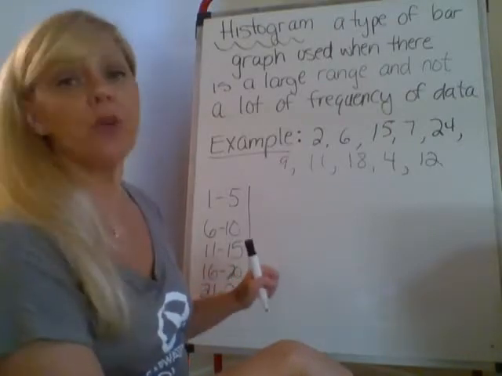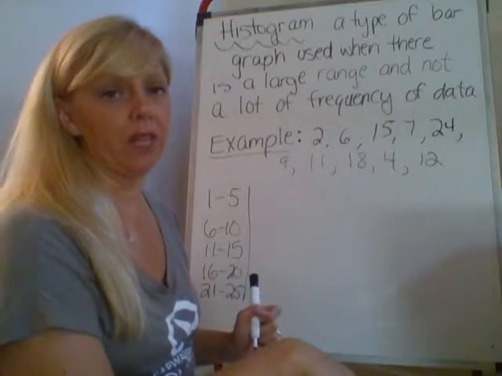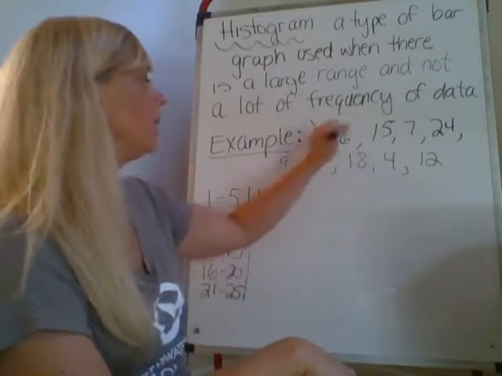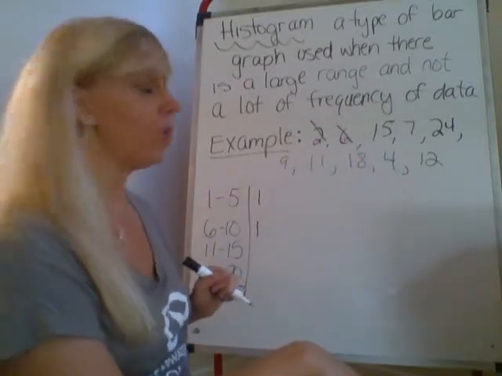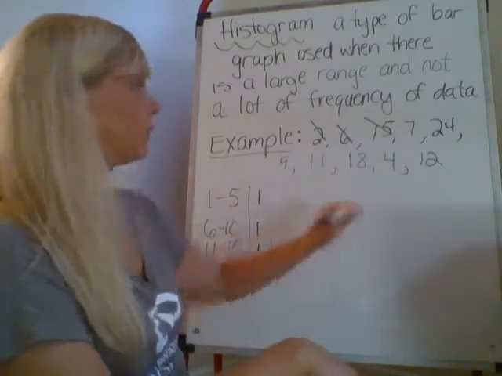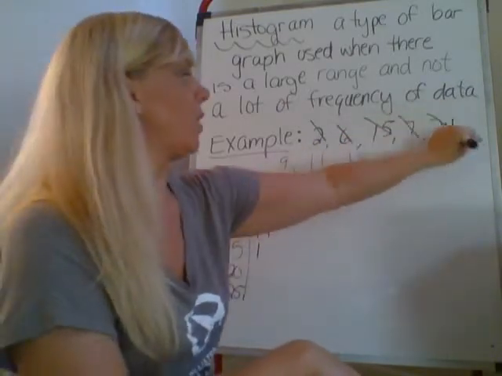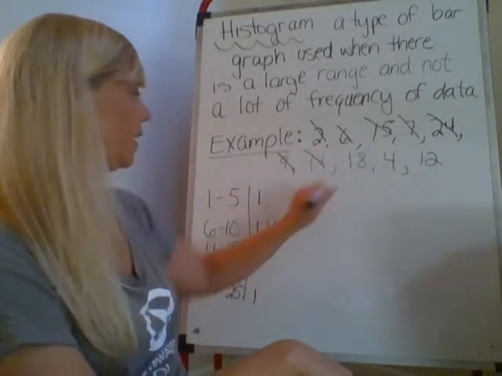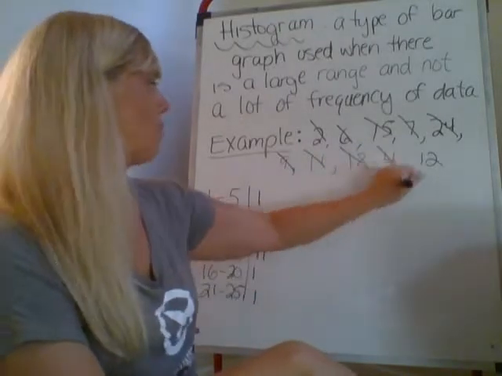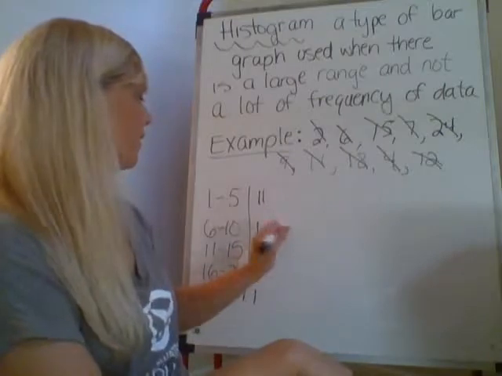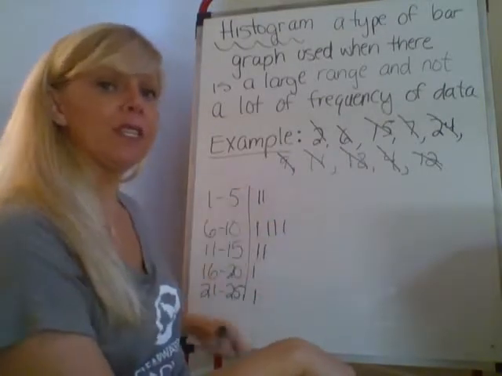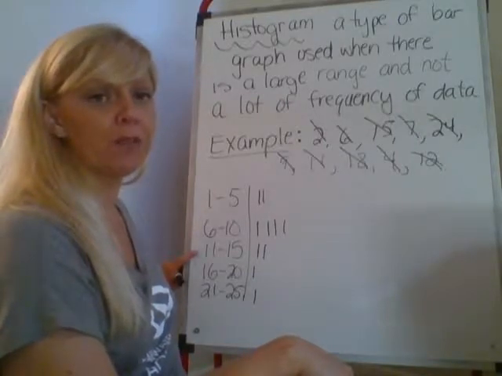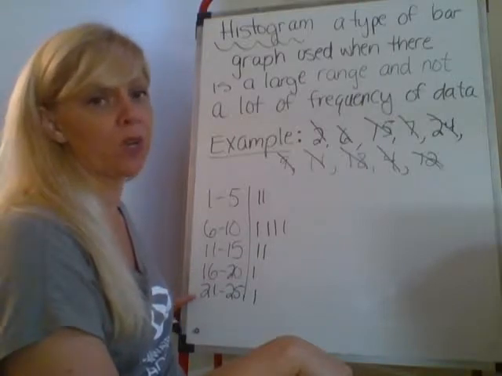Okay. All right. So let's go ahead, and I'm going to make just tally marks only on this. So 2 goes here. So that's one frequency in the 1 to 5 category. 6 is going to go in my second category. 15, 7, 24, 9, 11, 18, 4, and 12. All right, so now I have my frequencies. I have 2 numbers that are between 1 and 5, 4 that are between 6 and 10, 2 between 11 and 15, 1 between 16 and 20, and 1 between 21 and 25.